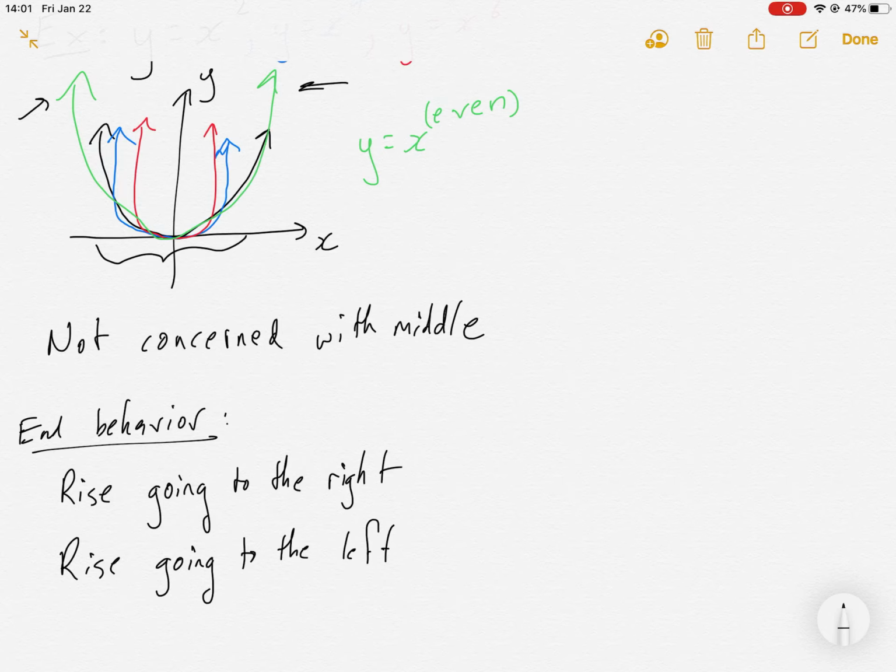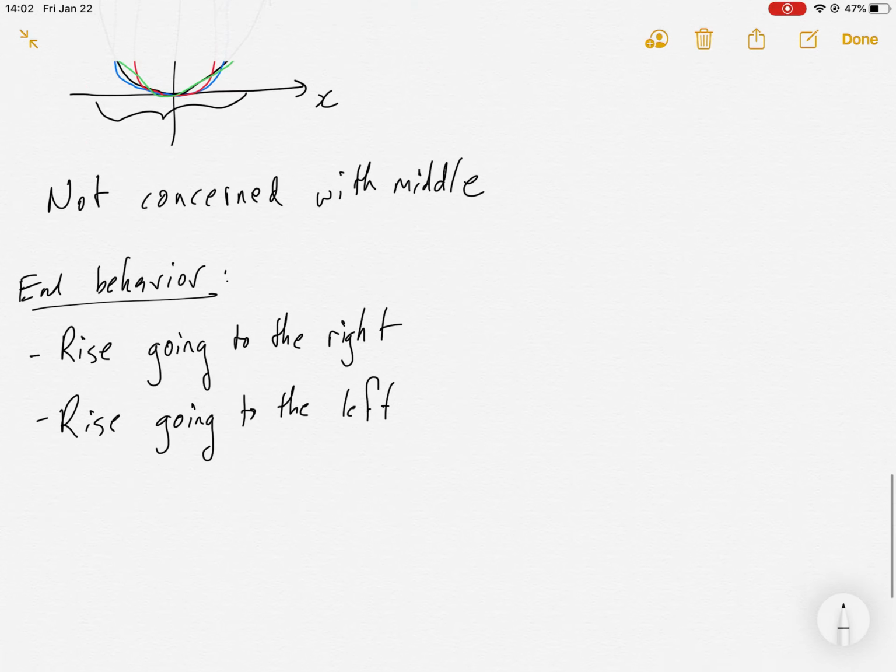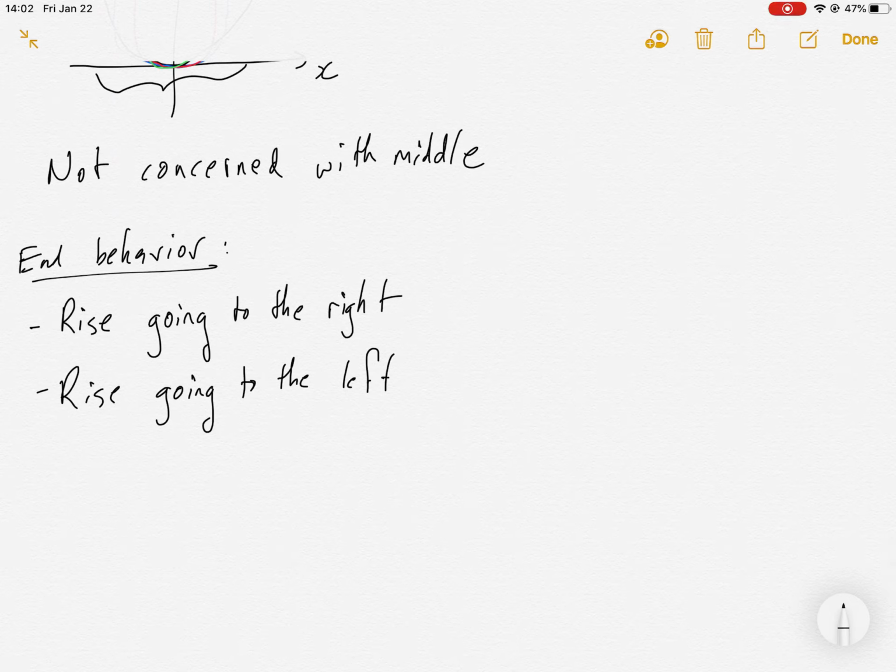So if you imagine yourself walking, starting at say (0, 0), if you started walking right and you went on forever and ever, you would end up rising. And if you went to the left, same thing, you would eventually start rising, and you would just continue rising forever. So we're going to come back to this, but for now, just know that if you have any x to the power of an even number, this is the end behavior.